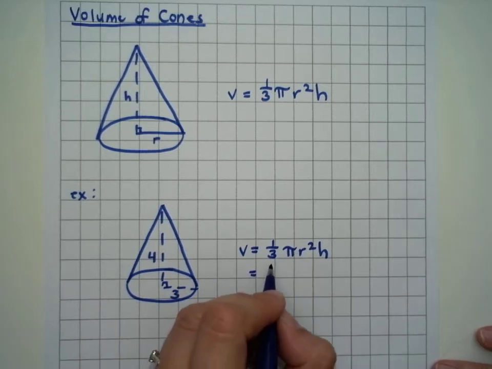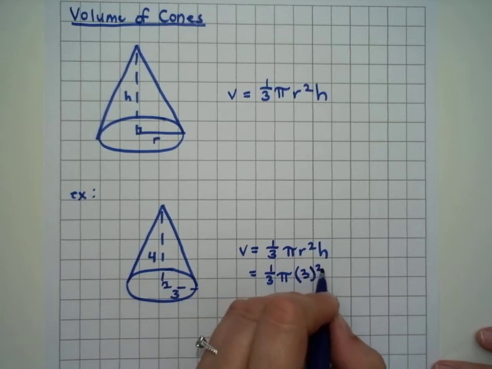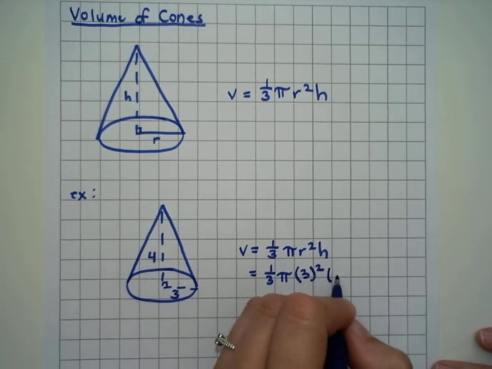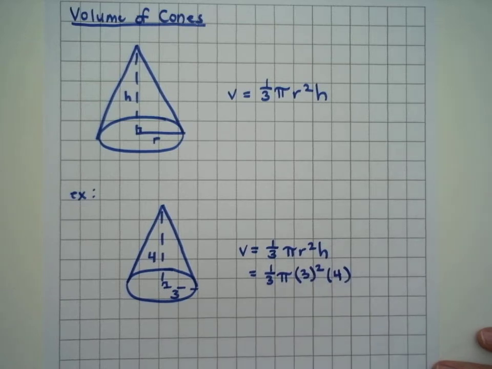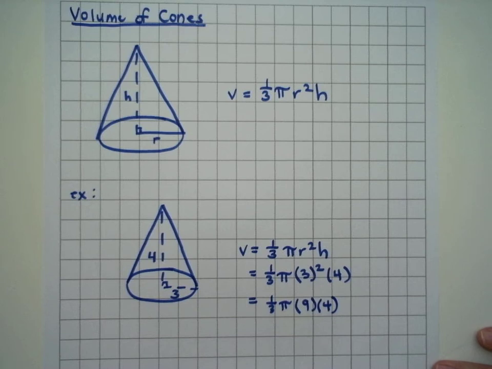And we're just going to plug in. So 1/3 times pi. Our radius is 3, and we're going to square that, and we're going to multiply it by our height, which is 4. And then we're going to simplify. So we have 1/3 pi, 3 squared is 9, times 4.